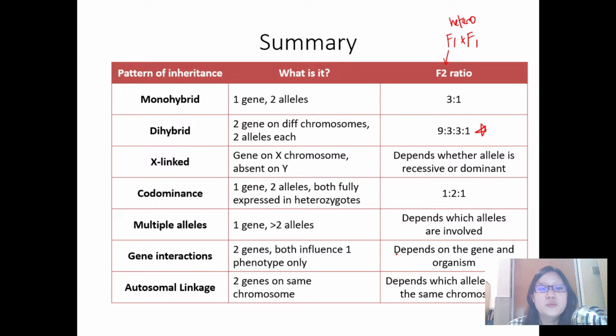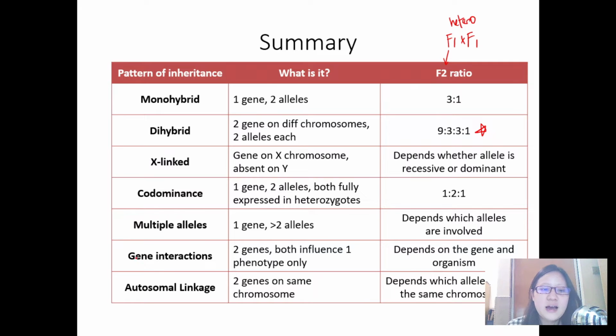Next, multiple alleles. Multiple alleles means there's one gene, but there are multiple alleles for that gene, meaning more than two alleles. So maybe 3 or 4. And the F2 ratio really depends on the relationship of those alleles. It might be that those 3 or 4 alleles are in a dominant series, so one is more dominant than the other. Or it could be some are codominant and some are recessive compared to everything else. So it really depends on the question here. You need to pay attention.